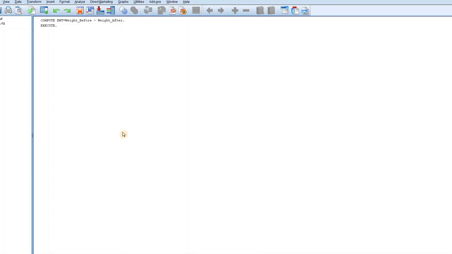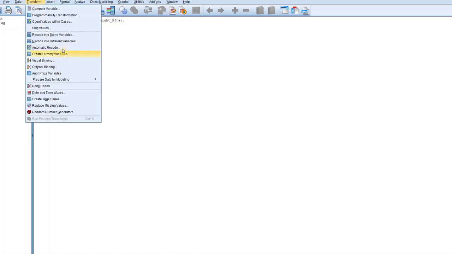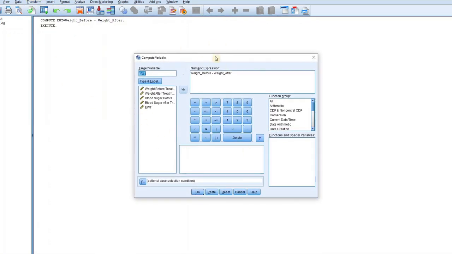Now, let's repeat this process for the diabetic patient's record. Go to the menu bar and click on Transform. From the sub-menu, click on Compute Variable to open the Compute Variable dialog box. Now, click on Reset to cancel the computation that was done before on this dialog box. Let's choose a target variable name to be EBST, meaning Effective Blood Sugar Treatment.